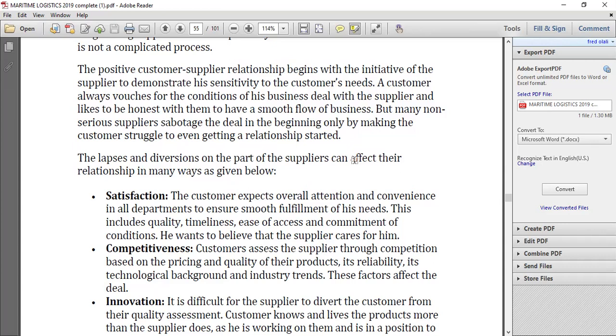But many non-serious suppliers sabotage the deal in the beginning by making the customer struggle even to get a relationship started. Some suppliers are also not reliable. So you even break the relationship before it starts. Somebody connects you with a client, but you disappoint him on the first day. It means that nothing is going to go ahead from there. So the lapses and diversions on the part of the suppliers can affect their relationship in many ways, as highlighted.